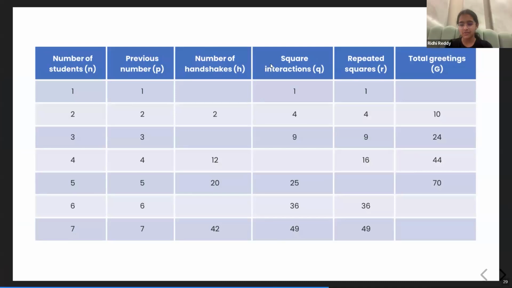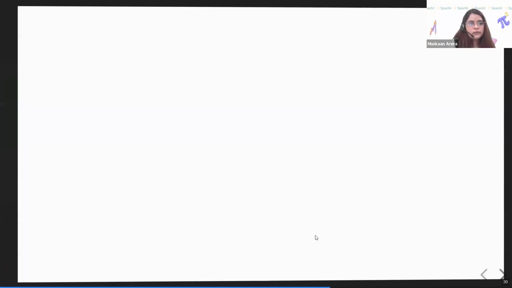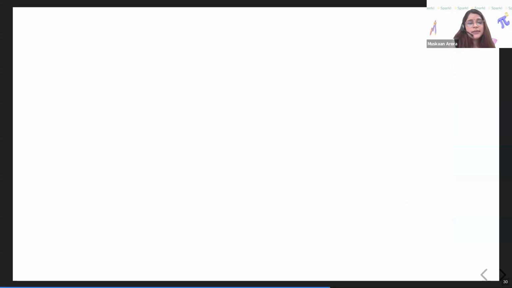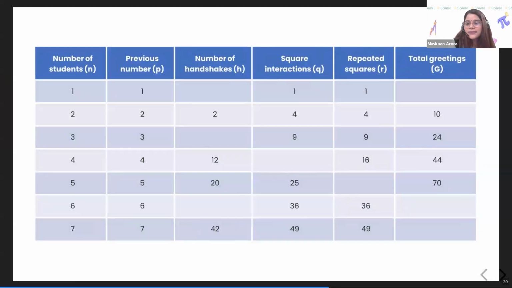Ma'am, why was there a mention of the square interactions in the answer though? Let's see. Oh, because it was same as that for the square interactions. Right, that is what the student used.